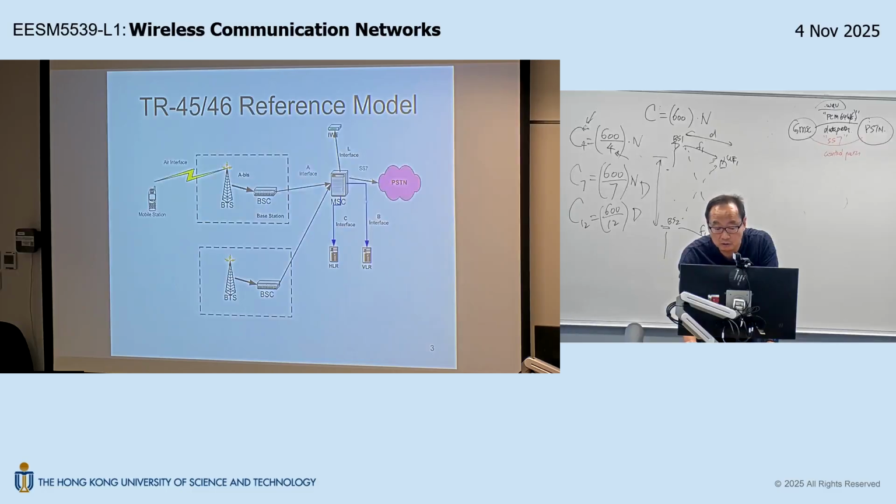Okay? Now, of course, in this chapter, we will focus on the radio access network, that is from the base station controller below. But in the next chapter, when we talk about the core network, we will talk about something related to SS7. Okay?